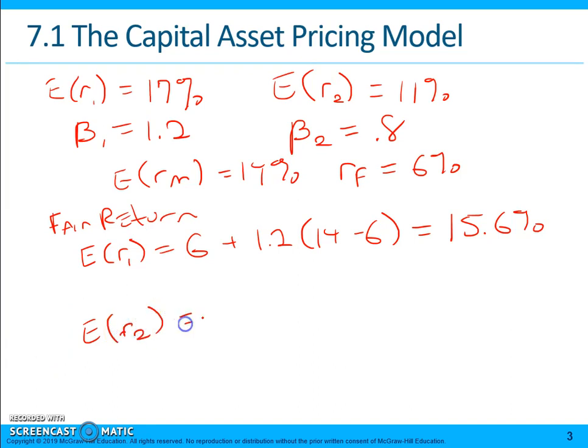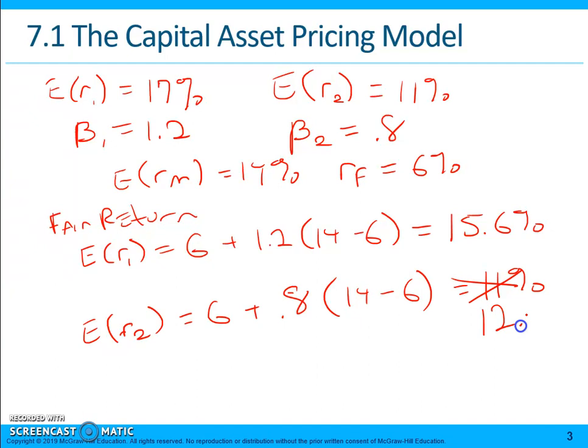The expected return 2, again 6 plus beta of 0.8, again 14 minus 6 or 8, that gives you a fair return of 12.4%. So that's the expected return, 12.4.